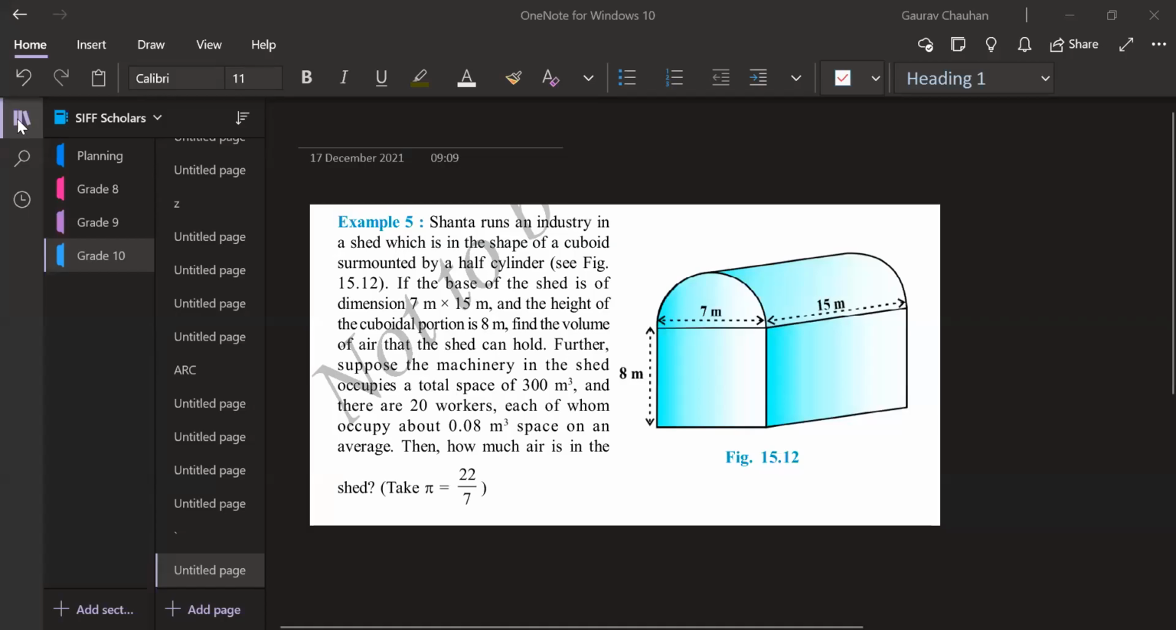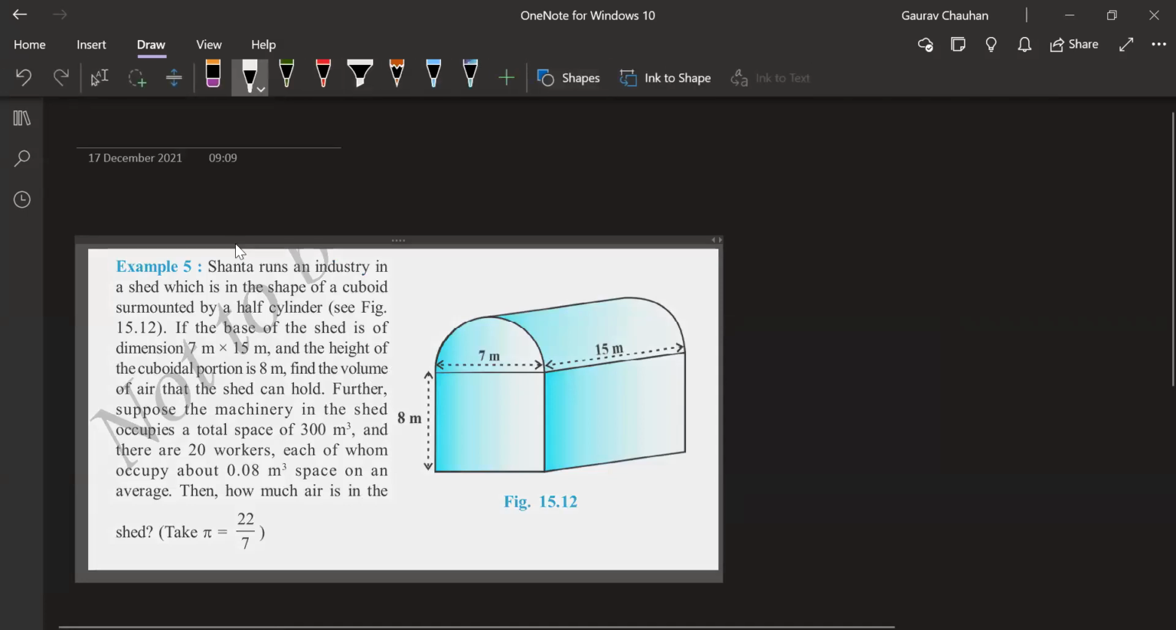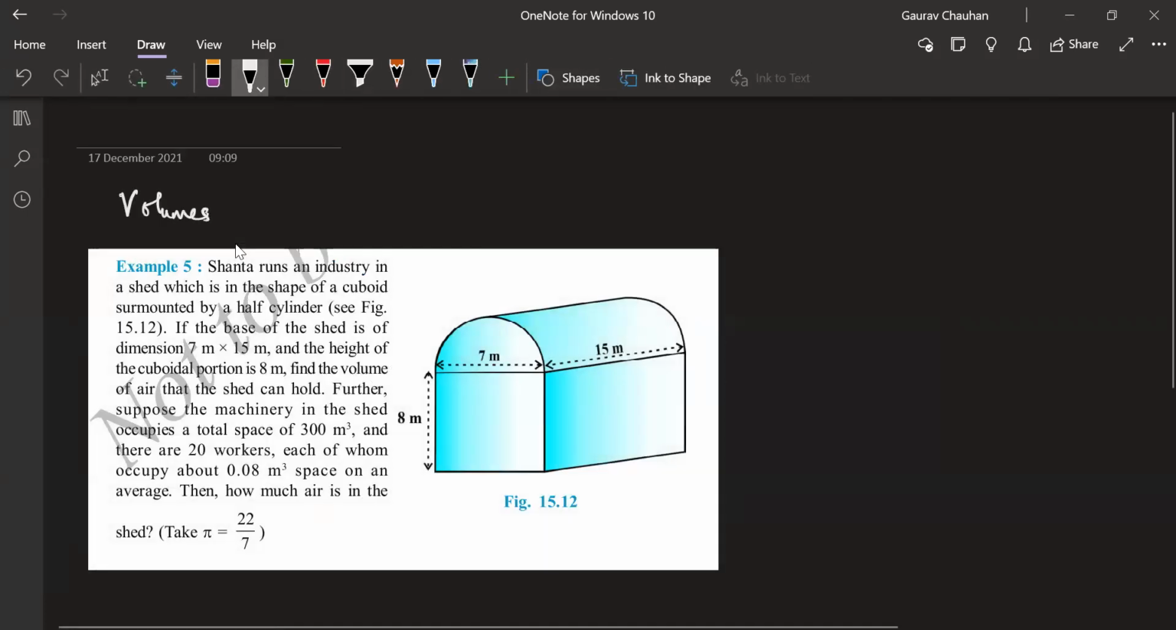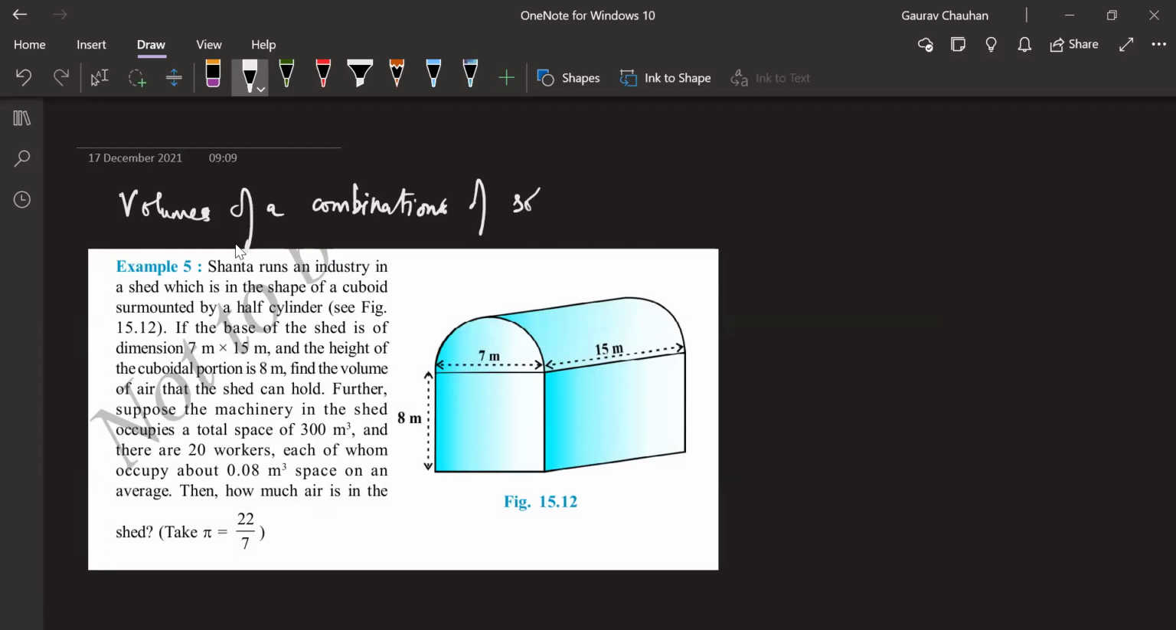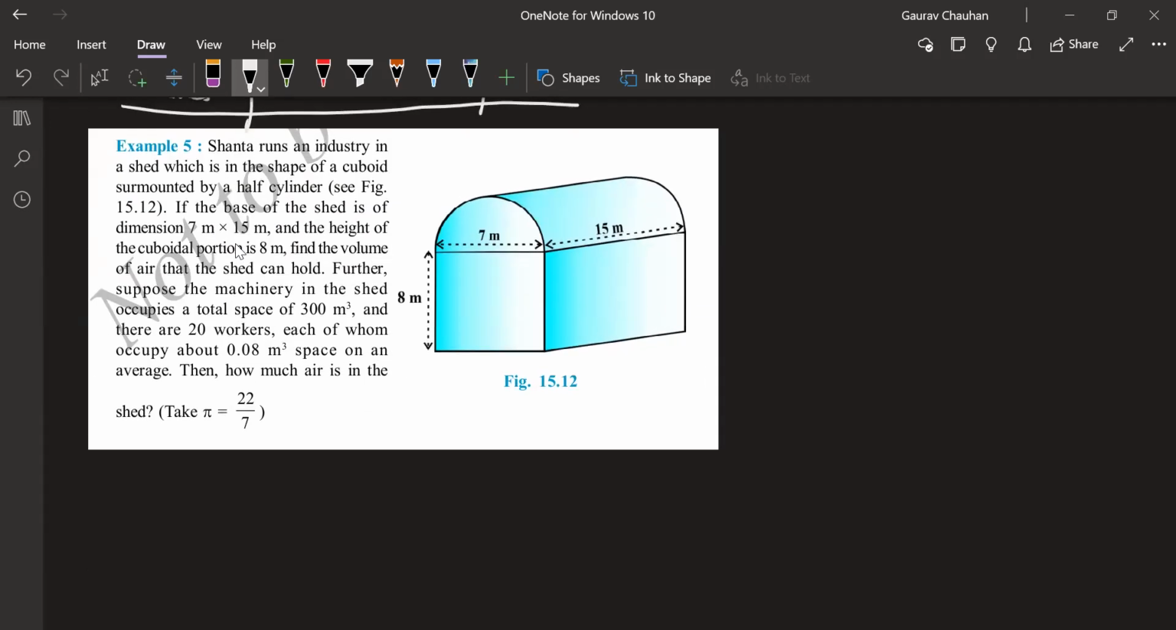Alright guys, so we're moving on to the next topic, which is volumes of combinations of solids. So you can write this heading: volume of a combination of solids. Okay. So we're going to do the same thing that was happening in the previous topic, surface area of combination of solids, except instead of surface area, we're going to find volumes. Okay. So we'll have to look at things differently now.